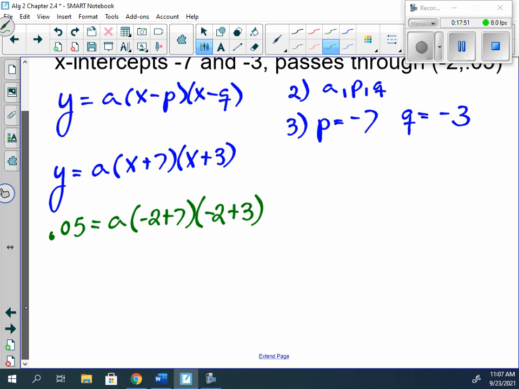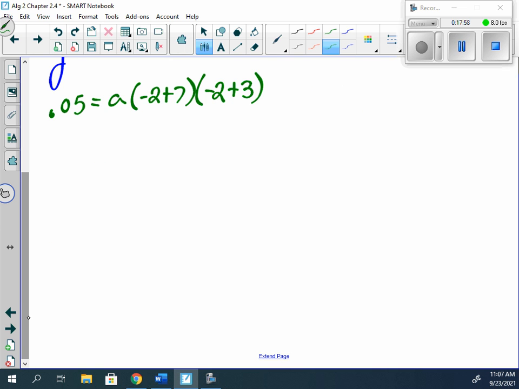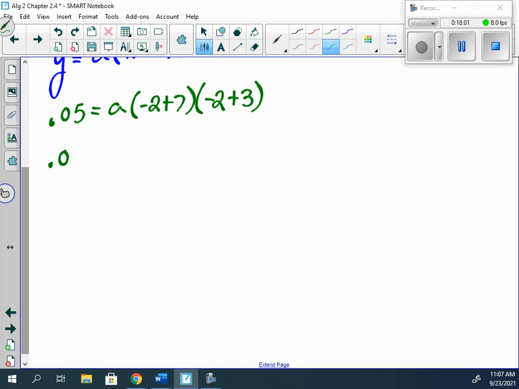Because that property is still going to hold true even though we have the equation in a different form. We can say 0.05 is equal to a times, well, -2 plus 7 is 5, and -2 plus 3 is 1. Well, a times 5 times 1 is just 5a. What can we do next? We can divide both sides by 5.